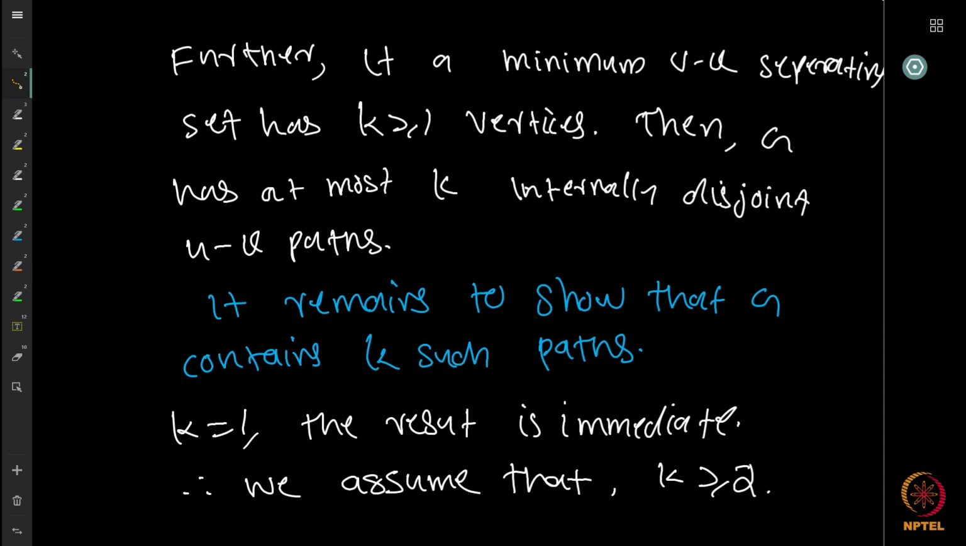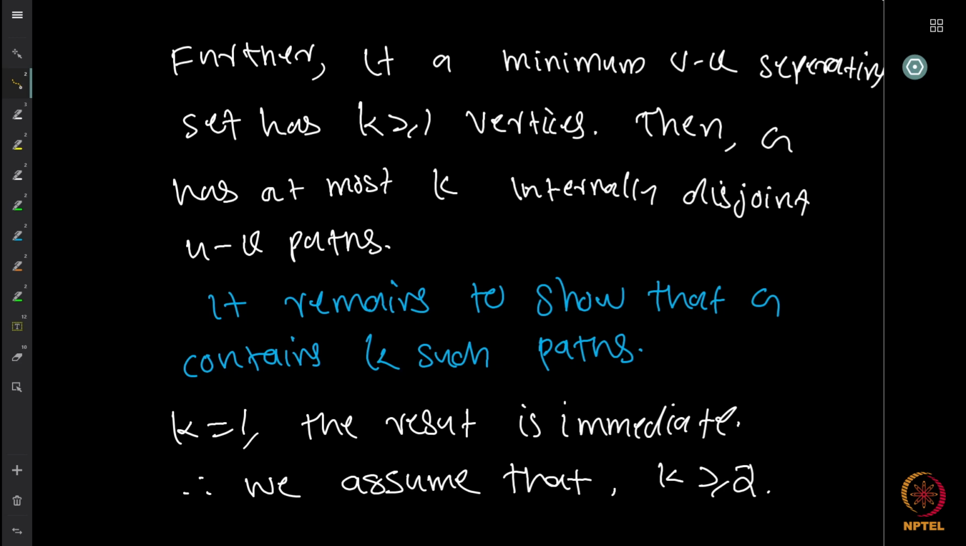and v. Now, if there is a cut vertex between u and v, then every path must go through that vertex, right? So, since every path must go through that vertex, you cannot have more than one disjoint path. But because u and v are connected, there is at least one path. So therefore, we get one path, and that is the maximum that we can have. So that also holds, right? So k equal to 1 is also immediate.